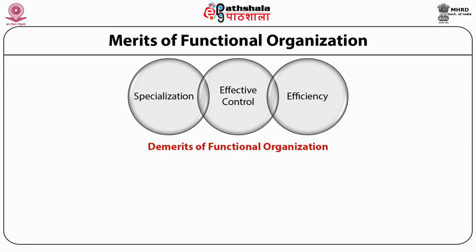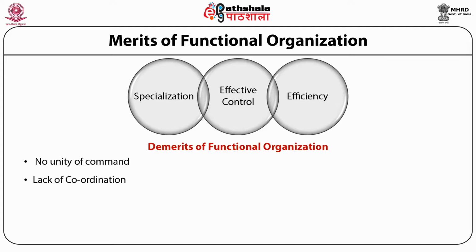Now, the demerits of functional organization. First is no unity of command. The biggest demerit in functional organization is that unity of command is not observed in this kind of organizational structure. Employees in functional organization receive orders and instructions from three authorities. Thus, unity of command gets disobeyed.